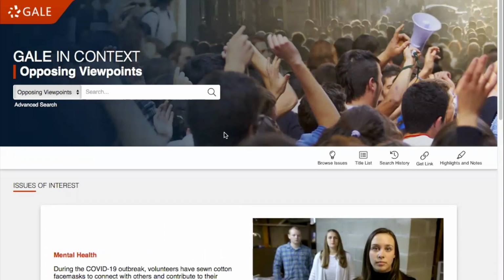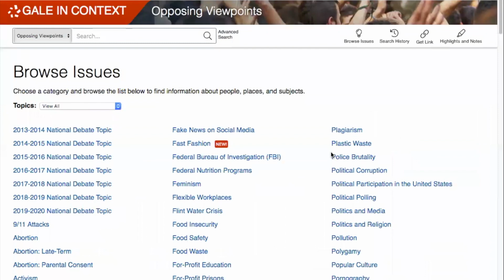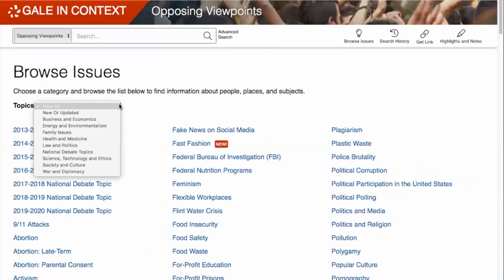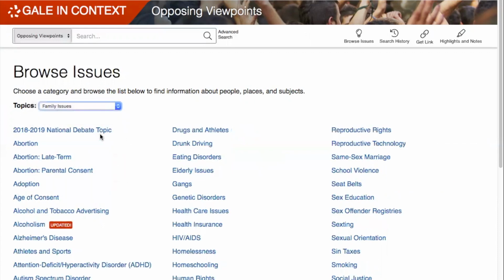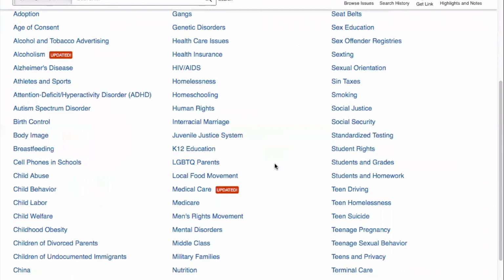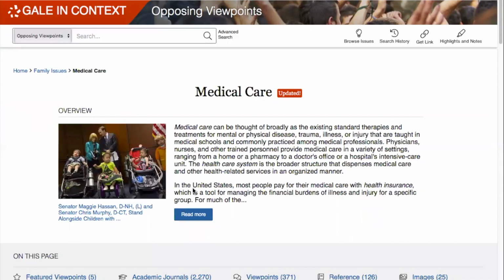Before we actually look at some of the other stuff, if you're having some difficulty coming up with an idea for a paper or a topic for a paper, this database, Opposing Viewpoints, has a browse issues section right here. These are all the issues that they have viewpoints and opinions on, and you can break these down into different subject areas. For example, we could restrict it to family issues. So here are all the subject areas that they've got viewpoints on. Let's just take a look at medical care. So say we're gonna pick medical care as our topic.